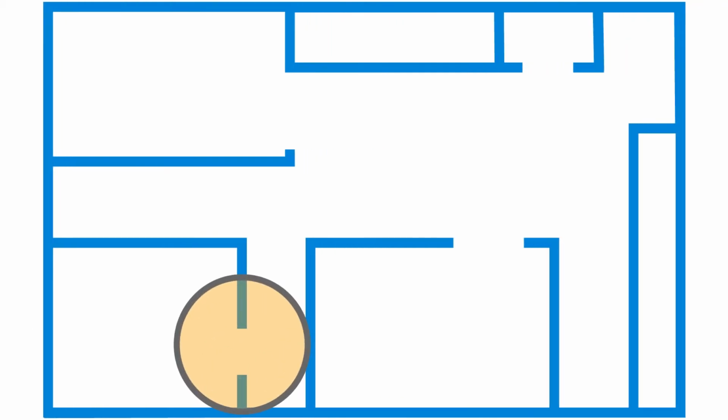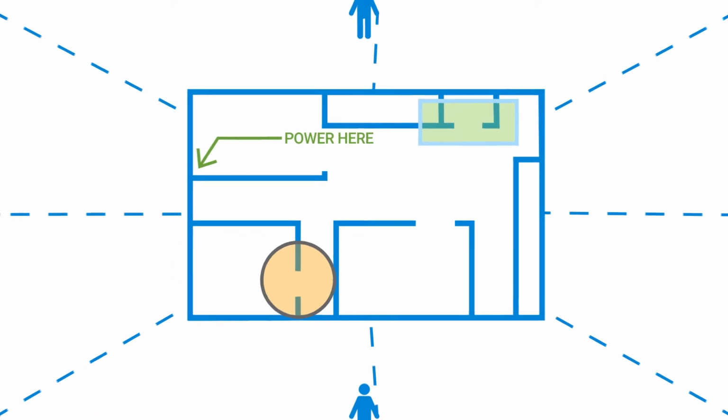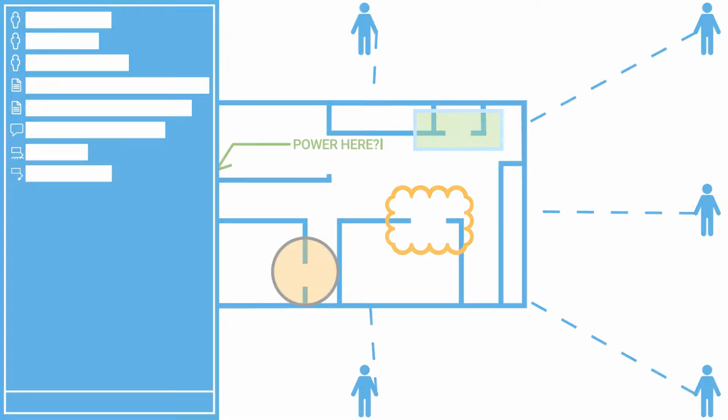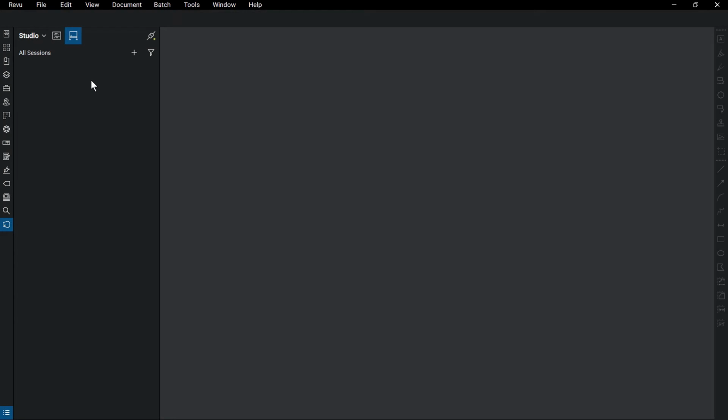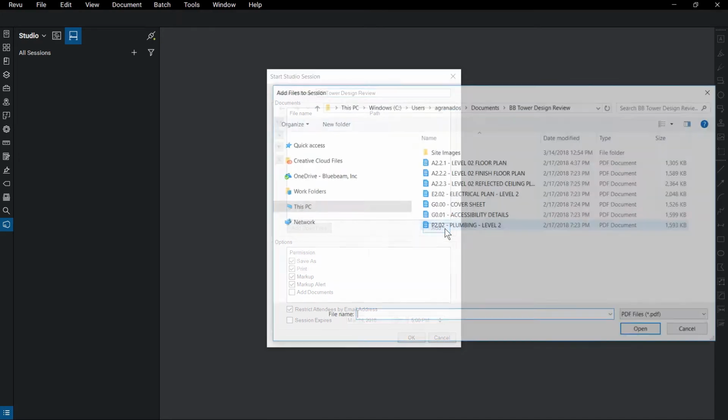Studio Sessions is a platform that allows for project partners to collaborate and edit documents at the same time while maintaining a complete record of the changes made. To create a new session, log in and click the session icon. Click the Add button and select New Session. Name the session and add the files that you'll be working with in the session.